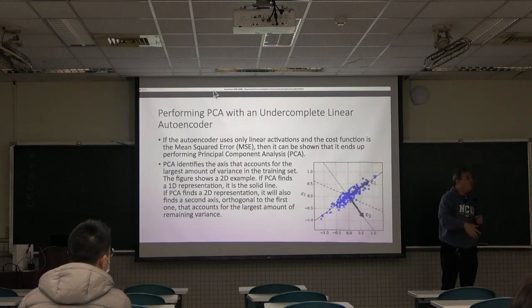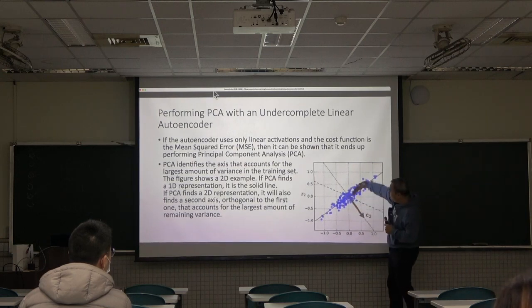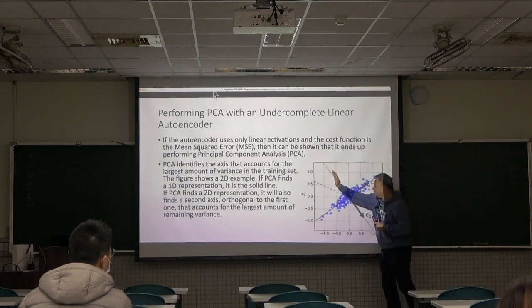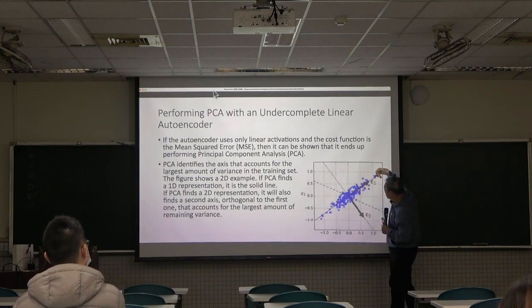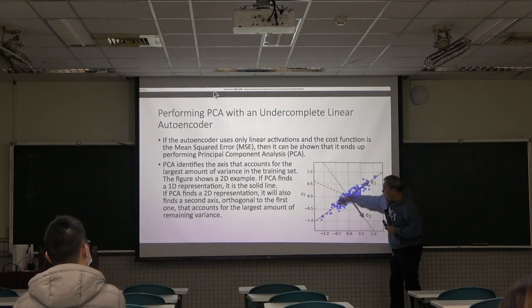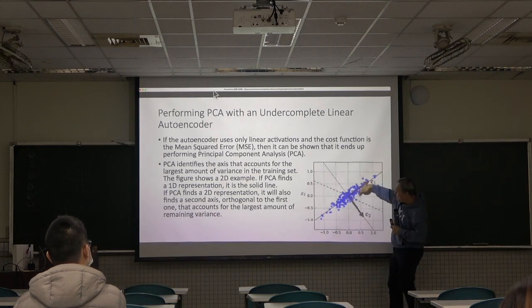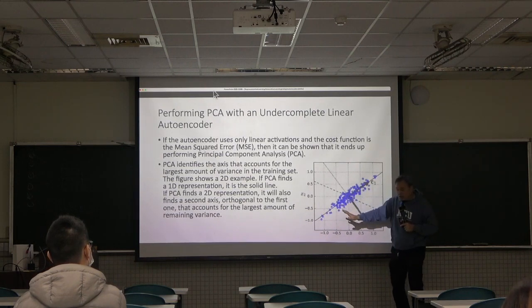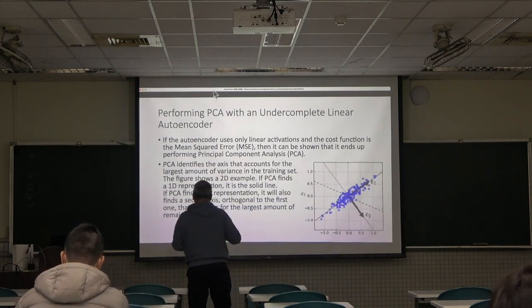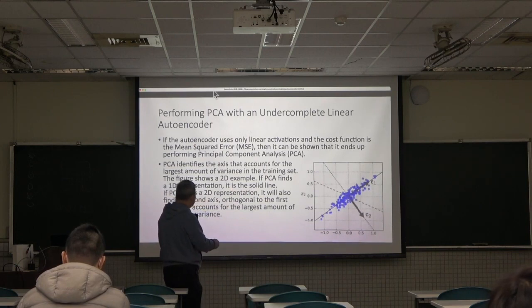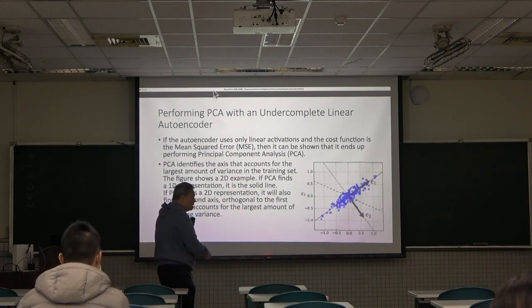But if you say we use PCA to get one dimension, and then we use PCA to get a second dimension, then the second dimension will be perpendicular, orthogonal to this direction. It's going to be this one. Because once you get rid of the variance of this dimension, the resulting variance will be on this dimension, right? I just want you to understand this. So if PCA finds a 2D representation, it will also find the second axis orthogonal to the first one that accounts for the largest amount of remaining variance.